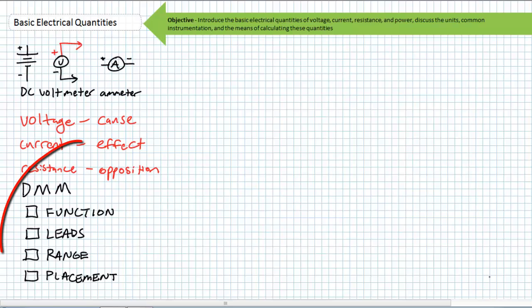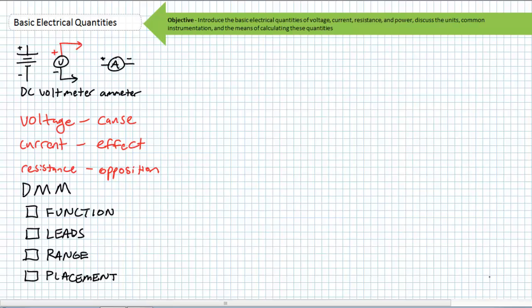The checklist has 4 steps. Follow them 1 through 4 and you'll get it right every single time. Skip a step, do a step wrong, or do a step out of order, and you'll get it wrong every single time. Function. Choose the quantity you want to measure. Voltage, current, or resistance. There's a bunch of other modes. Just ignore these for now. We'll get to these later.